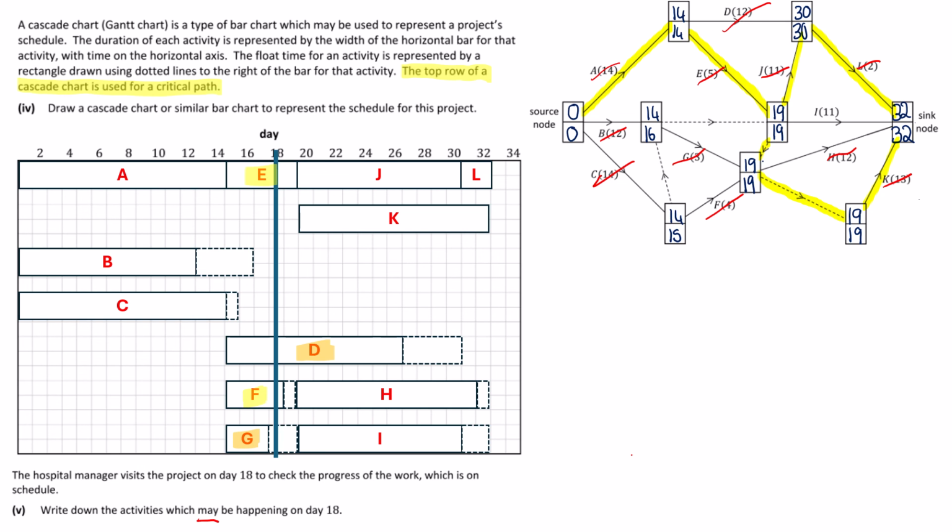But the question asks which activities may be happening. Well, E and F, D, and G. So when they say may, it includes all of them. If they say must, it would only be E and F. So anytime you look at these questions, it really would be worthwhile to think in terms of what may be happening, so might or might not, and which ones are definitely happening.